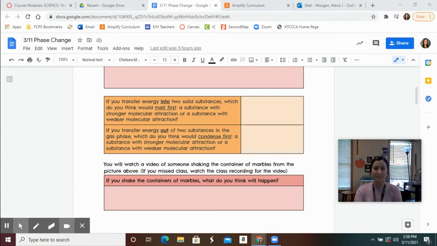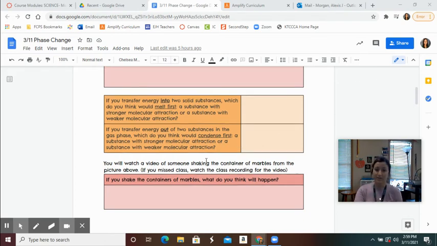And then this other scenario I put is if you transfer energy out of two substances that are in a gas phase. So my two gases, which one's going to condense first? Remember, condensation is gas to liquid. If I'm going from a gas to a liquid, which one is going to condense first, my strong attraction or my weak attraction? Think about a gas. A gas is now at the top of our energy pyramid, and it's going all over the place. In order to get all those molecules to come together to be a liquid, you're going to have to draw them in together. So which attraction will help that? Is it better for it to be a weaker attraction or a stronger attraction?